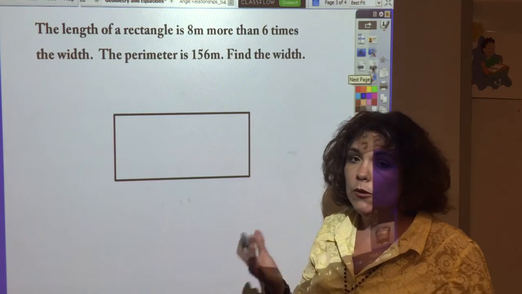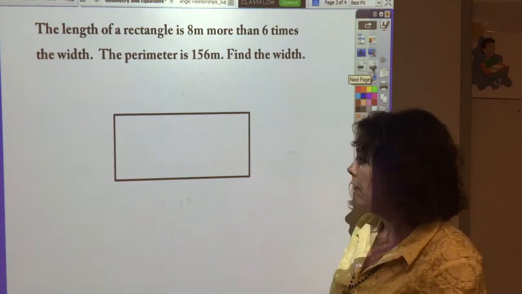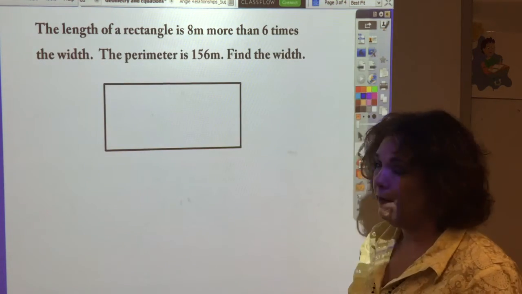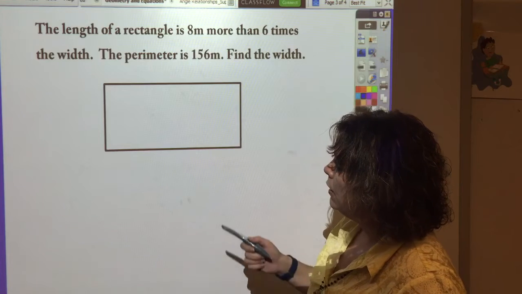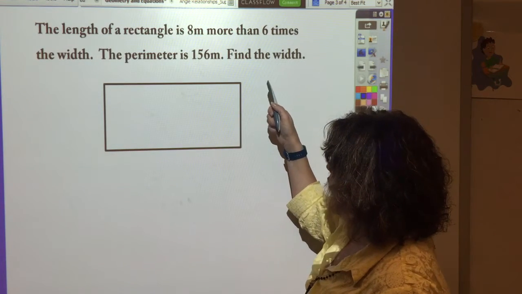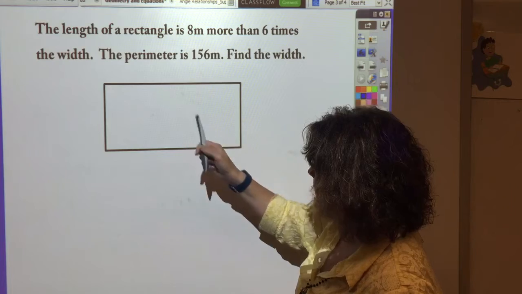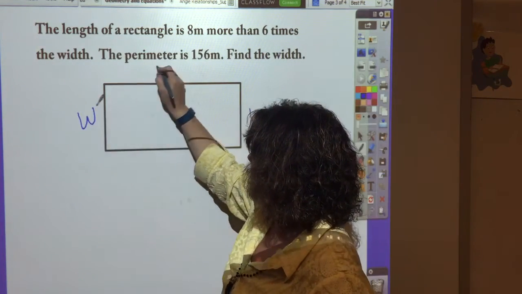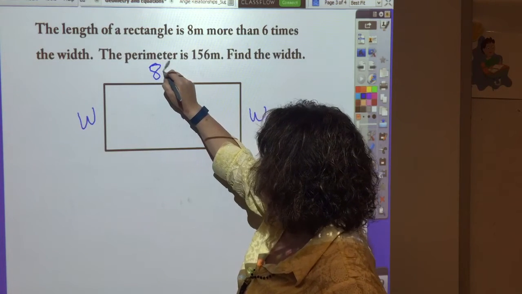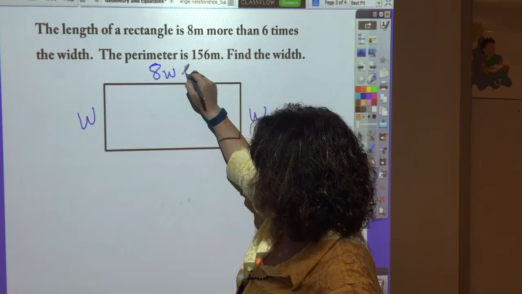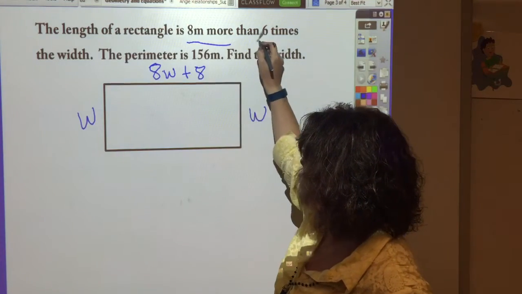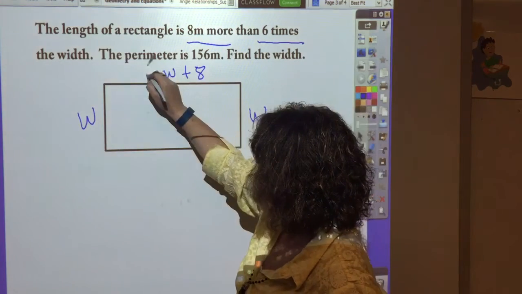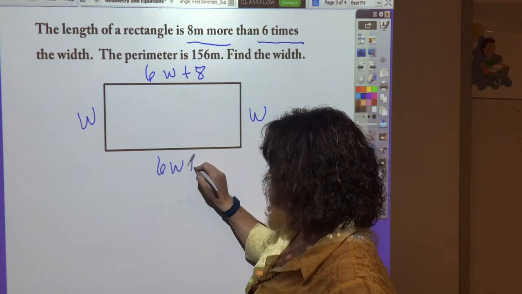So now here's a word problem with no numbers on the diagram. So I would actually have to label this myself and find out what the variables would be. The length of a rectangle is 8 meters more than 6 times the width. Okay, so the width is W, and 8 more than, it's not 8 times the width, it's 6 times the width. So this is 6W plus 8.